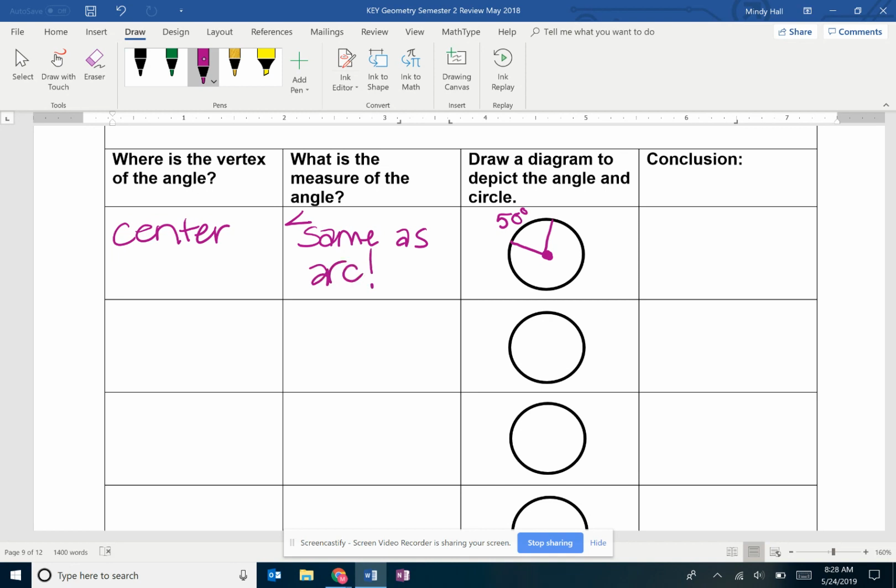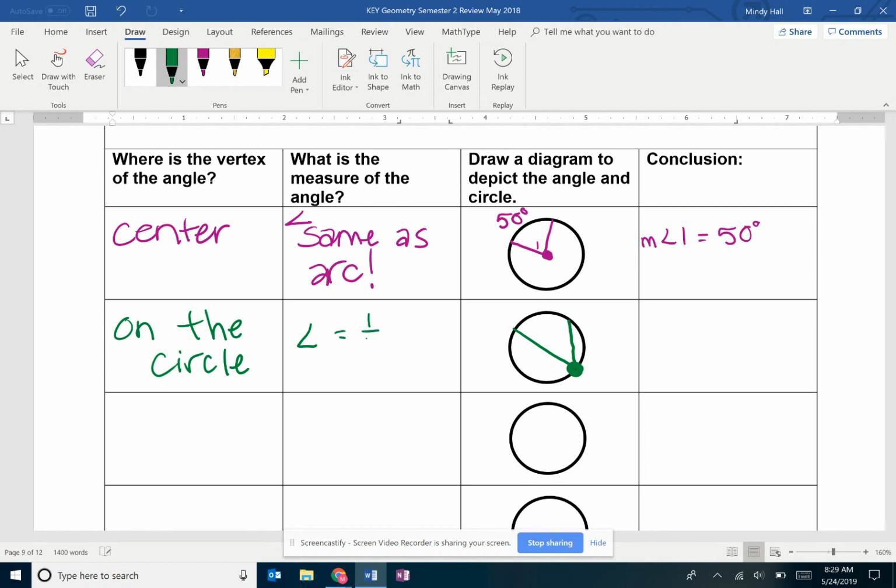So that means the measure of angle 1, in this case, would be 50 degrees because it's the same as that arc. If it is on the circle, so the vertex is somewhere on the edge of the circle, doesn't matter where, the angle itself goes in the circle, and the vertex just needs to be on it, then your angle is going to be half of your arc.